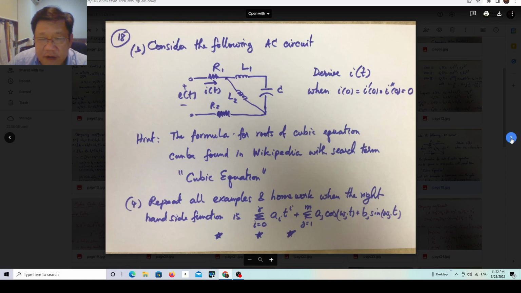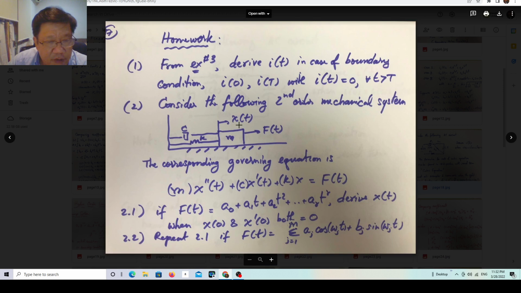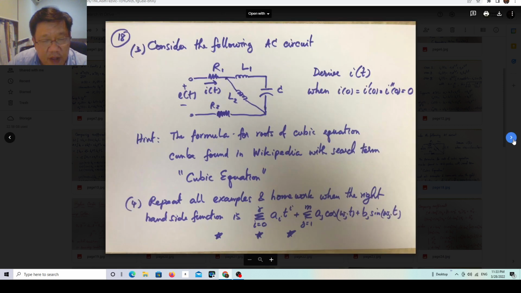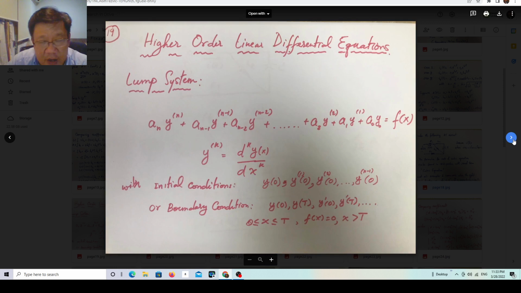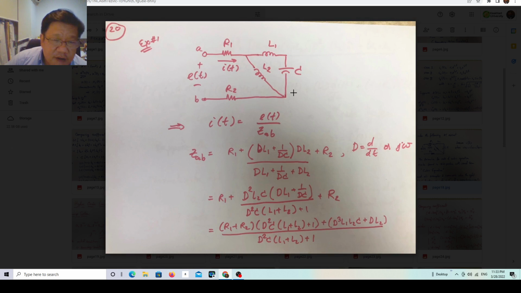You might also recognize this one. This is a second order mechanical system. We're trying to help you with the upcoming example to get a clearer view, and then you can go back and work on those homework problems. For this one, this is a somewhat more complicated alternating current circuit.